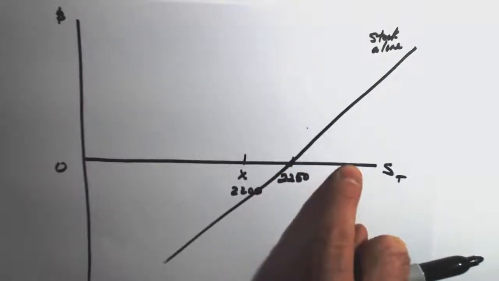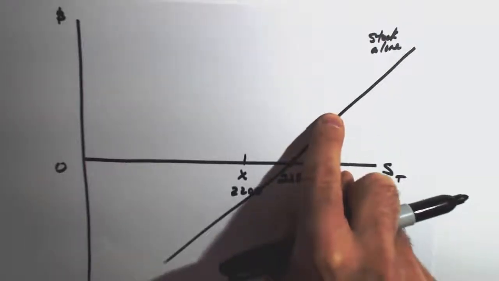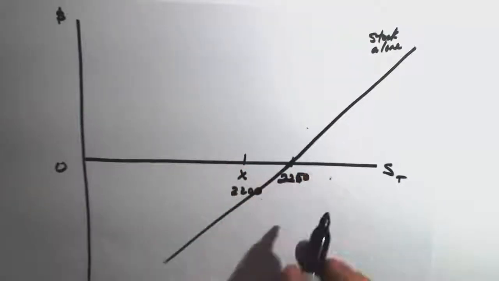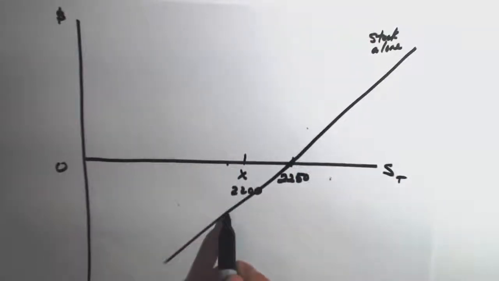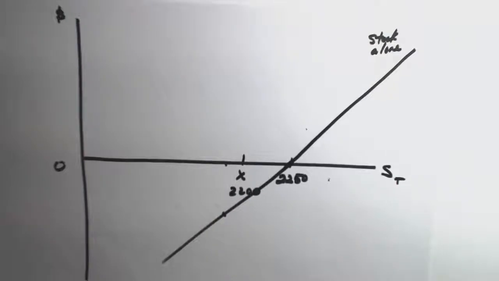Every time the stock goes up $1, you make $1 on the stock itself. If the stock at expiration goes down $1, you lose $1.